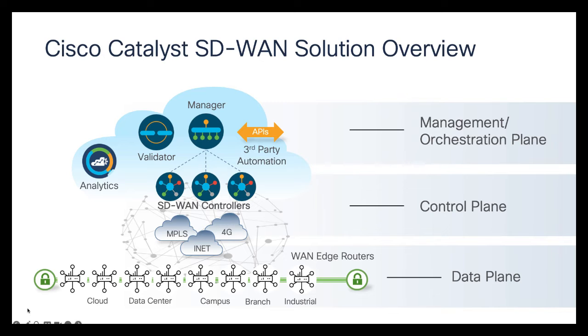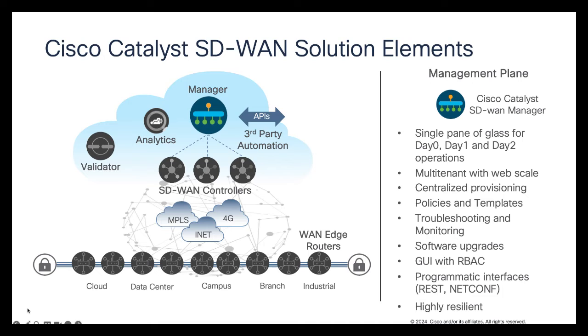So all of your edge devices, your Cisco routers, would be sitting in the data plane. So we start with the Cisco Manager. It provides a single pane of glass for day 0, 1, and 2 operations. Some of its key functions include centralized provisioning, policies, templates, troubleshooting, and monitoring. It also provides the full software lifecycle management of the edge devices, and a programmable interface for third-party applications to be able to interface with the manager and glean information about the network.